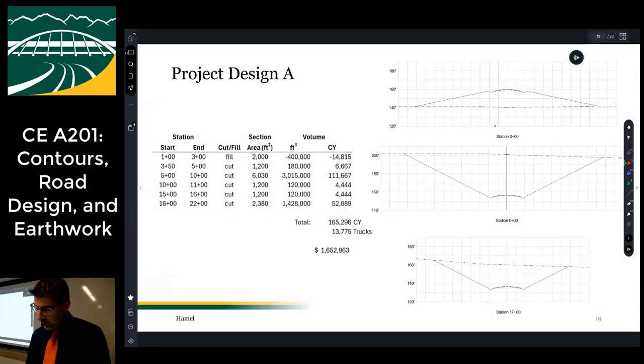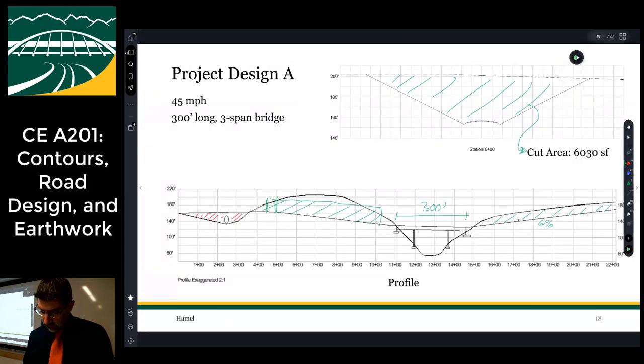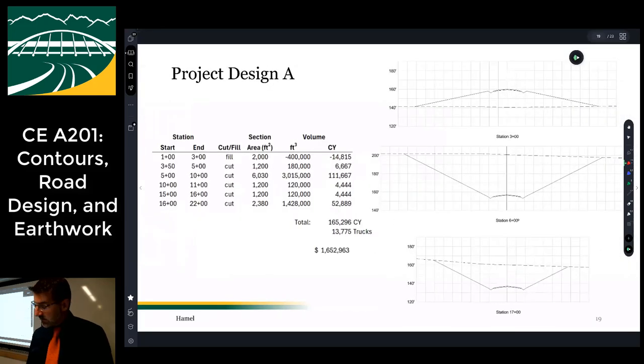And so I cut a few other sections, right? One at 300, one at 600. So one here, one here, one at 1,700, so here. And I did some cut and fill calcs, which you can kind of see.